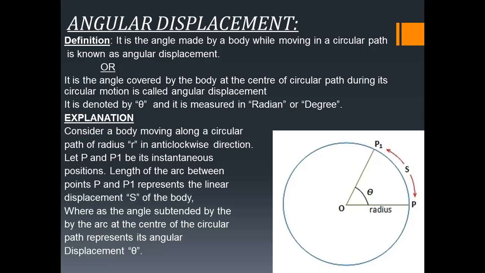We have mentioned two points, P and P1. The motion of the object between two points covers a small circular distance denoted by S, while it makes an angle theta with the origin. So this theta is named the angular displacement. As the distance along the circular path increases, its angle will increase. So we can say the angle between P and P1 is known as the angular displacement.